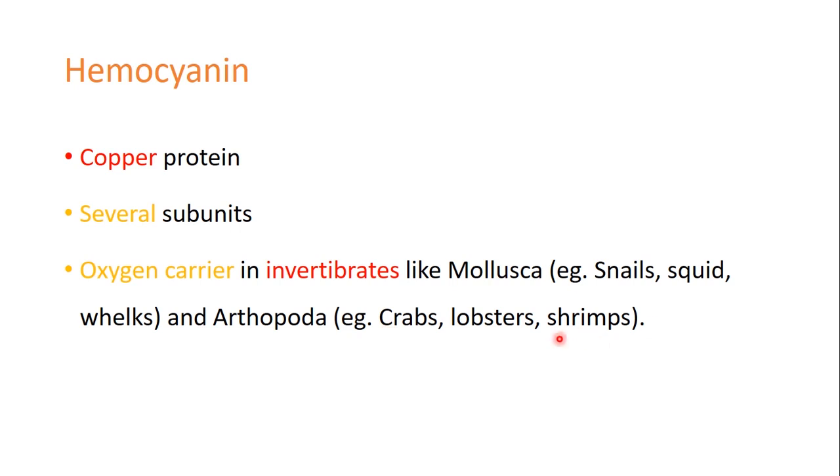This contains a metal called copper, that is, it contains 2 copper metals, and there are several subunits. So we cannot give a standard value for how many subunits are present, because it varies. Maybe this snail contains 2 subunits, but this squid contains around 8 subunits. So we cannot predict it. That's why it is just said several subunits. The main function is to carry oxygen.